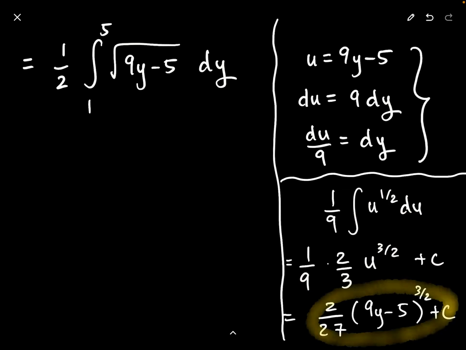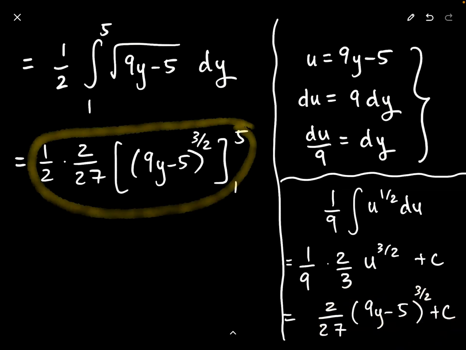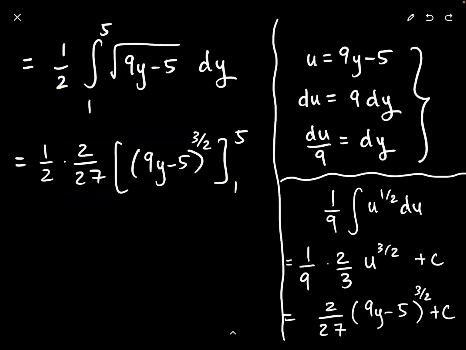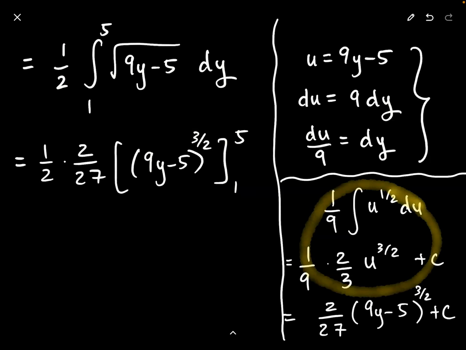Now we'll put it back in y. So we have 2 over 27, 9y minus 5 to the power 3 over 2, plus c. So now the integral becomes 1/2 times 2 over 27, 9y minus 5 to the power 3 over 2, and it kept the original limits 1 to 5 in y. Alternatively, you could have done the definite integral in terms of u, but then you would just remember to change the limits of integration into u as well.